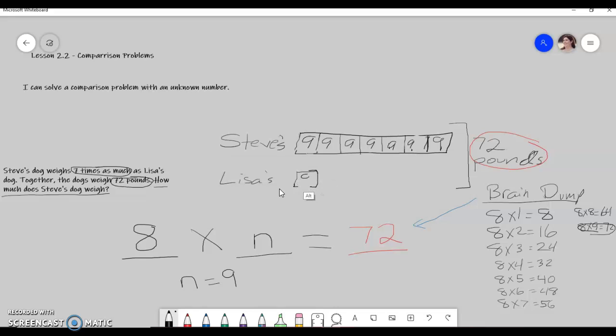was 7 times as much as Lisa's. So now we need to think about this problem, which is going to be, we know is 9, and how many boxes are there? 7. So 7 times 9, and here's the cool thing. We already did our brain dump. So let's think. Well, we know 8 times 9 was 72.